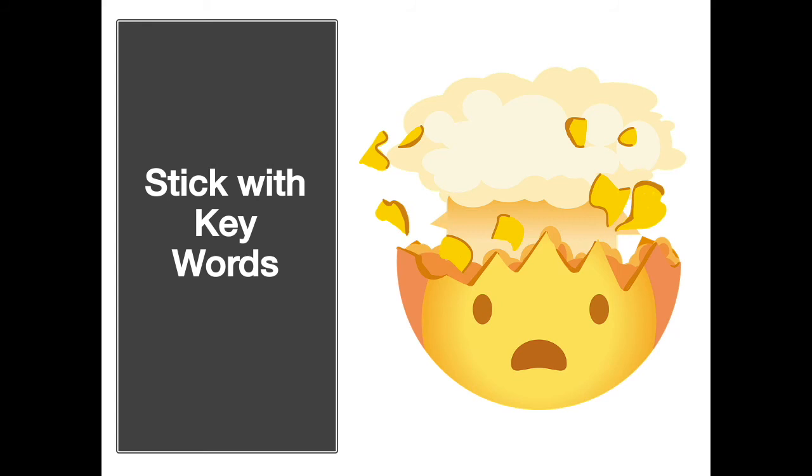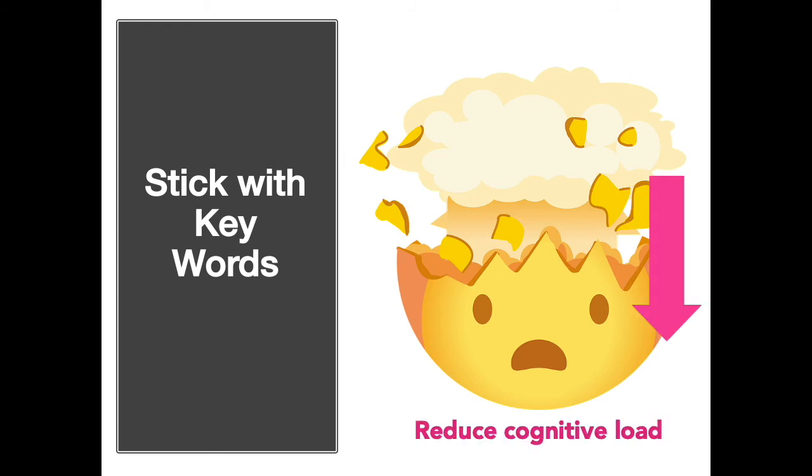Use keywords only. Keep those words near the visuals and present them at the same time so the brain can process the image and text together. This helps reduce the viewer's cognitive load and increases the chance it will retain the content from the video.